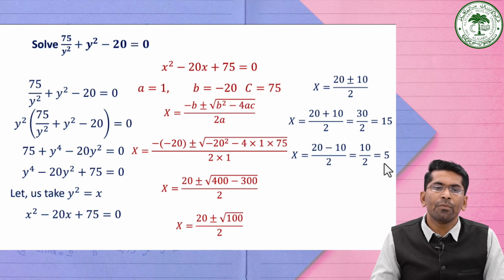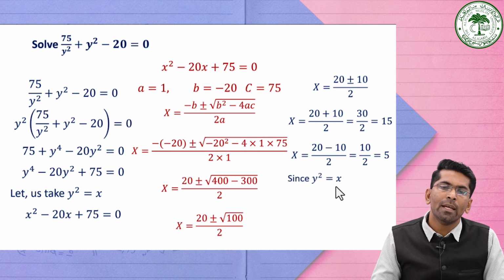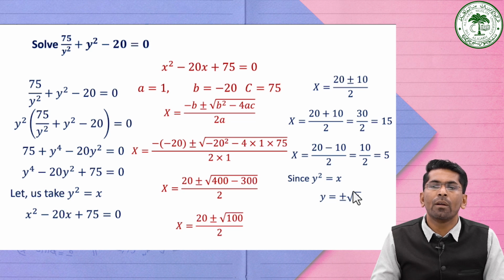So this is the solution for the equation, but here it is y raised to the power 4, so again we want to convert it. Since our y square is equal to x, we can solve y is equal to plus or minus under root x. So here x is equal to 15. If x is equal to 15, then y is equal to plus or minus under root 15. Or similarly, we have x is 5, so y is plus or minus root 5.